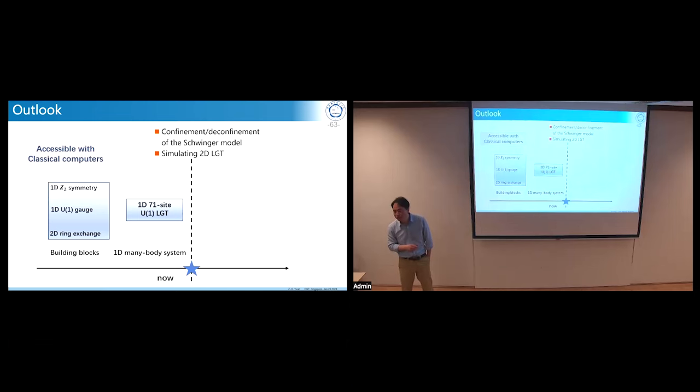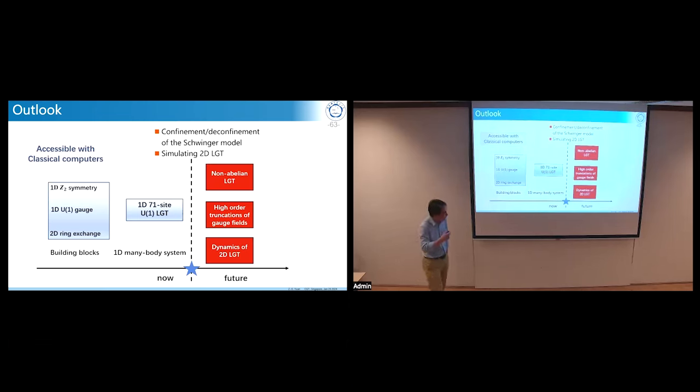We're simulating two-dimensional lattice gauge theory. And in the next step, we'll study the non-abelian lattice gauge theory or the higher order truncations. We studied the spin-half truncation. This is pretty low. The amplitude of the electric field can only be left or right. Without this limitation, we could go left and right, one half, three halves, or one, two, three, maybe even higher order truncations. We will study the dynamics in the 2D lattice gauge theory.